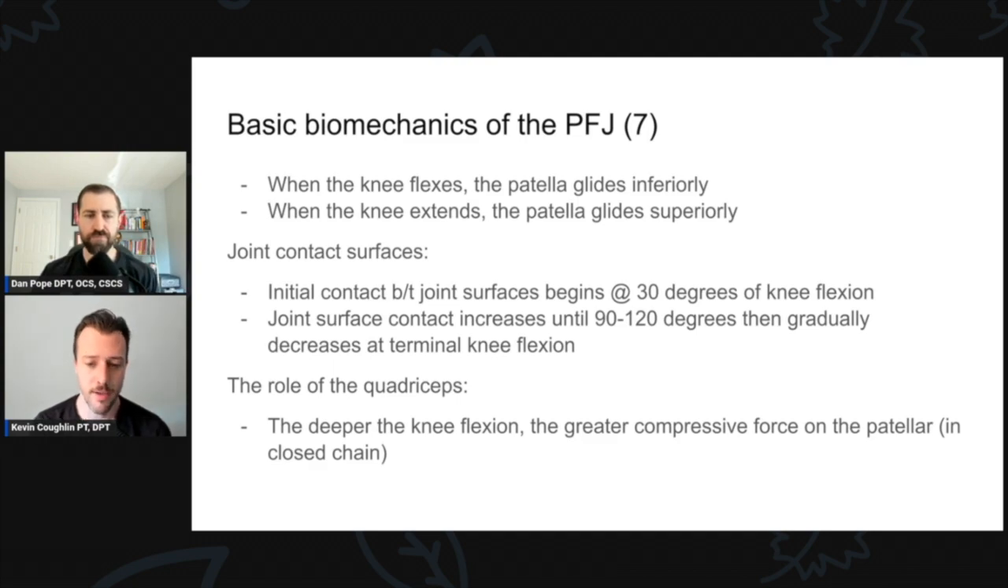But that's just a little bit of background on the joint surfaces. Cool. Good job, Kevin. I like that part.